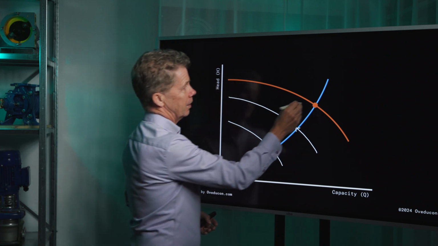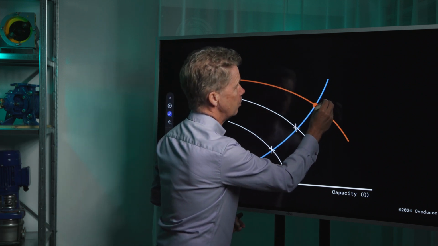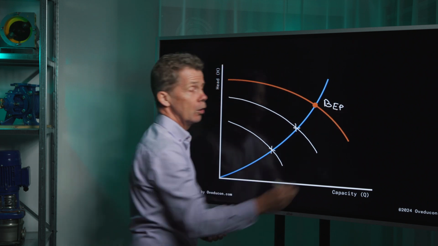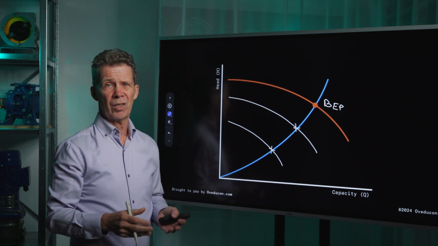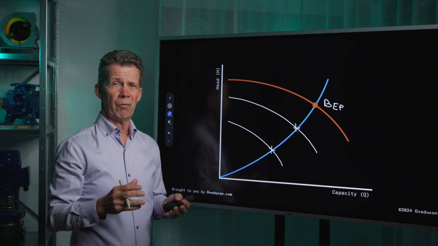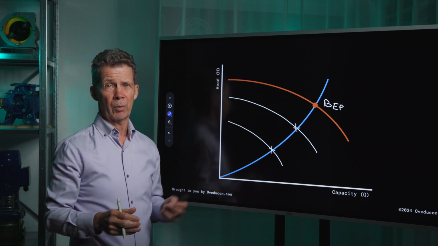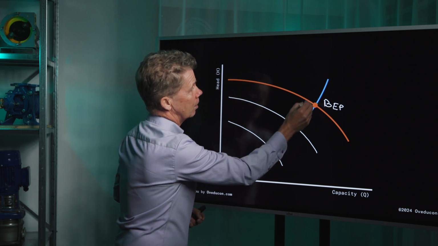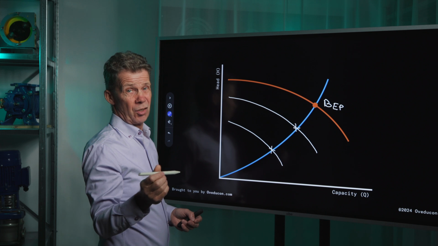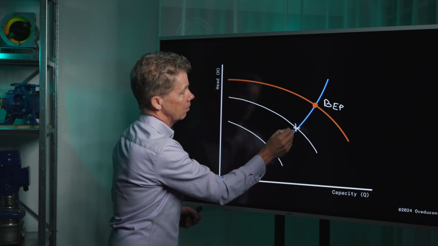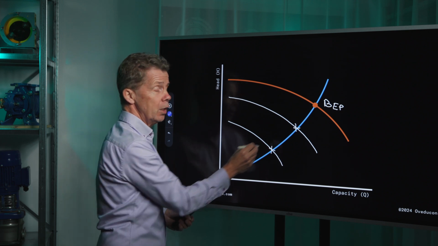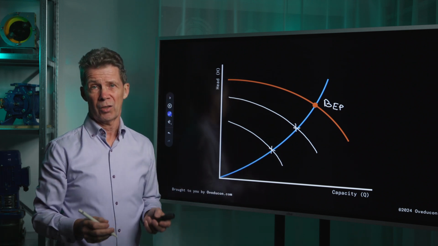Imagine that this is the BEP of your pump. And you know that is the highest efficiency, the best efficiency point in your pump curve. And you see it here. Now you have the highest efficiency. Here you still have the highest efficiency. And also here you have the highest efficiency.